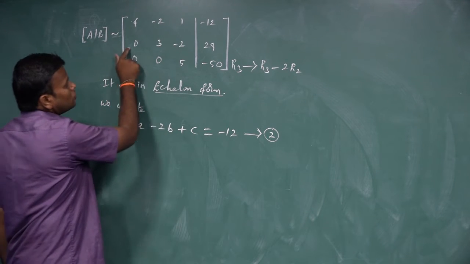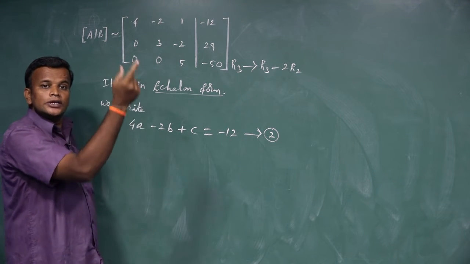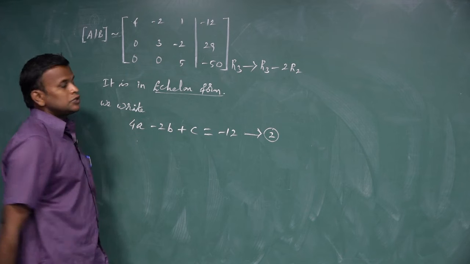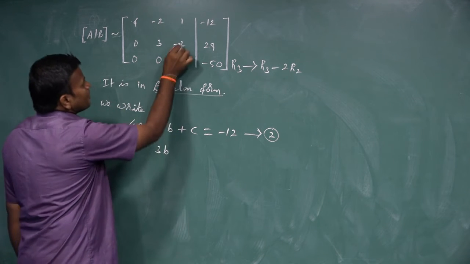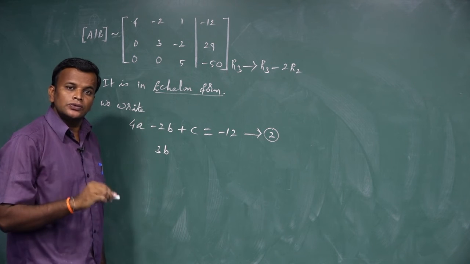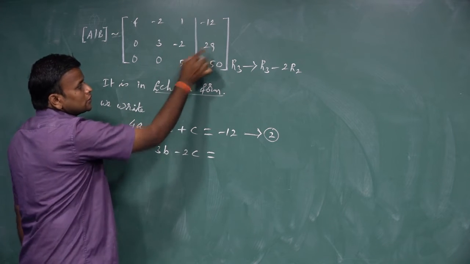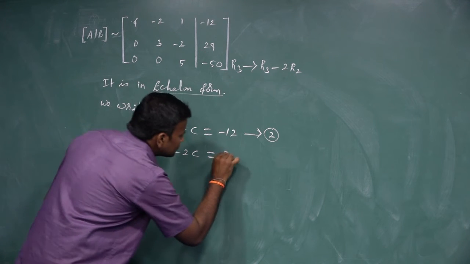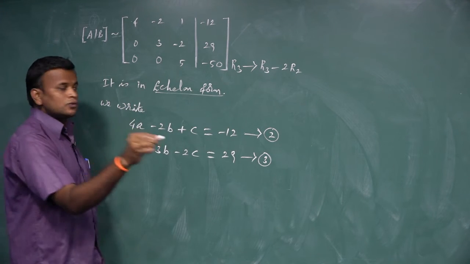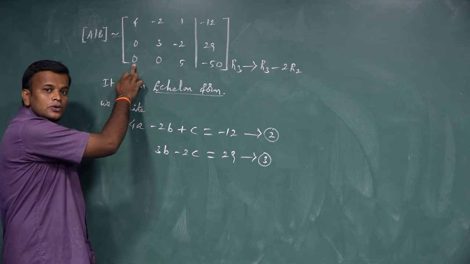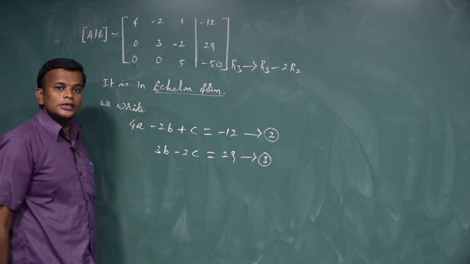Next, how to write the second row? This one is the coefficient of A, which is 0. 0 into A is 0. This one is the coefficient of B. 3 into B is 3B. This is the coefficient of C. Minus 2 into C, minus 2C, is equal to the RHS constant 29. Third equation, and the last one: 0 into A is 0, 0 into B is 0, plus 5 into C is 5C.